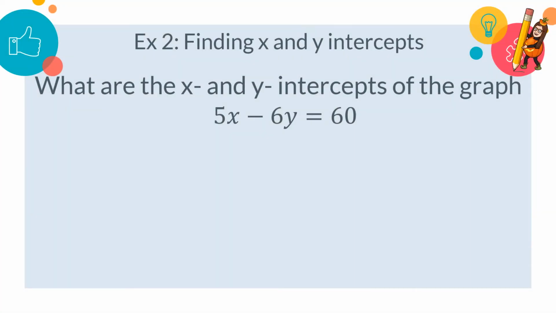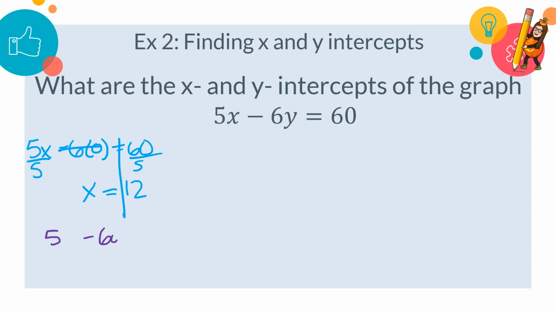Let's try it again. This time we're going to use this equation, and we want to find both intercepts. So I'm going to find x first. Whatever you're trying to find is the letter you keep. -6 times 0, divide both sides by 5, x equals 12. And then we're also going to find my y-intercept. If I want y, I keep y. That means x is 0. 5 times 0, divide both sides by -6. Watch out for your signs.